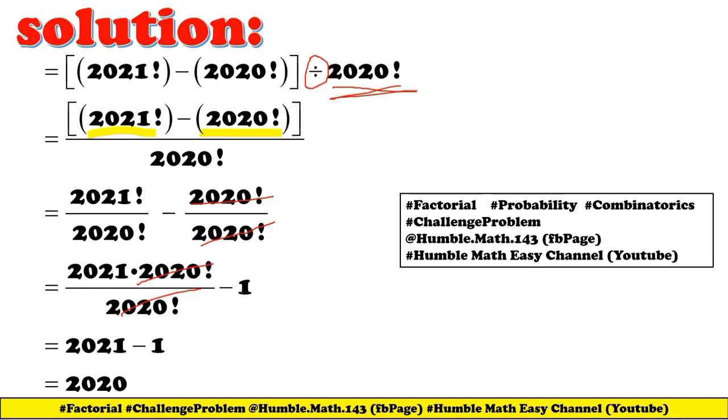So this is how to deal with evaluating factorials. The example that we have has an answer of 2020.